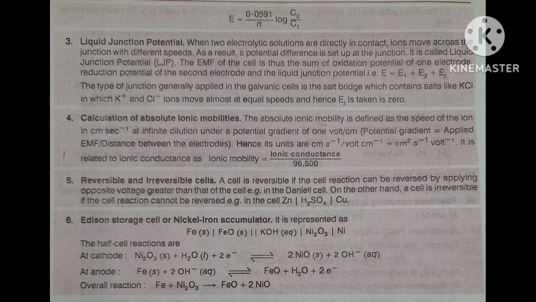The absolute ionic mobility is defined as the speed of the ion in centimeter per second at infinite dilution. That means the solution must be fully diluted. That is called infinite dilution, because at that time ions will be free to move, with no restriction. Ions will move freely. That is the meaning of infinite dilution.